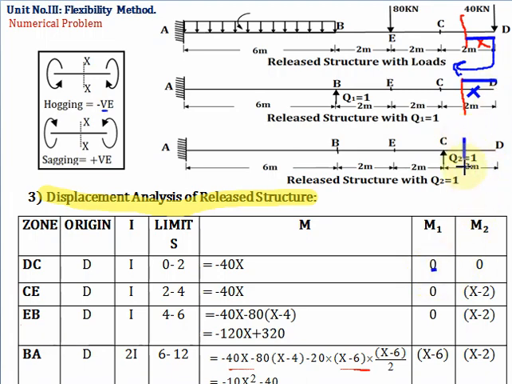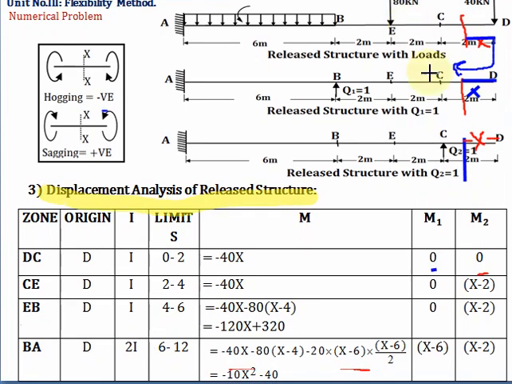Now we'll take the section here in portion CD for release structure with Q2 equal to 1. This distance is X. As there is no load, again this M2 will be equal to 0. M2 is nothing but bending moment due to Q2 equal to 1. Now we'll consider the next zone. So the next zone is C.